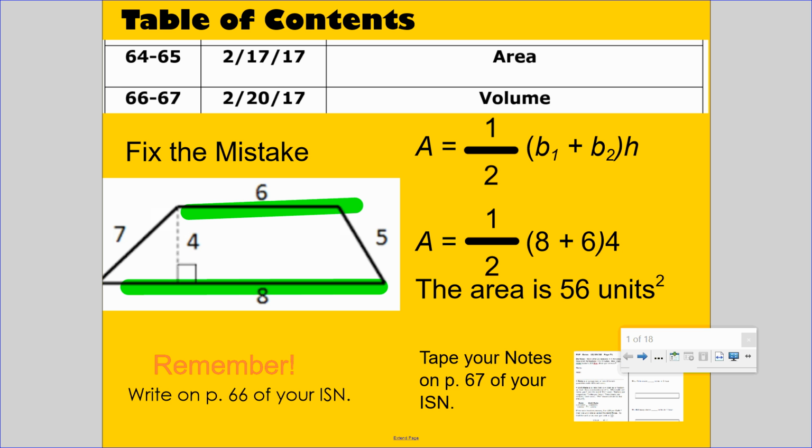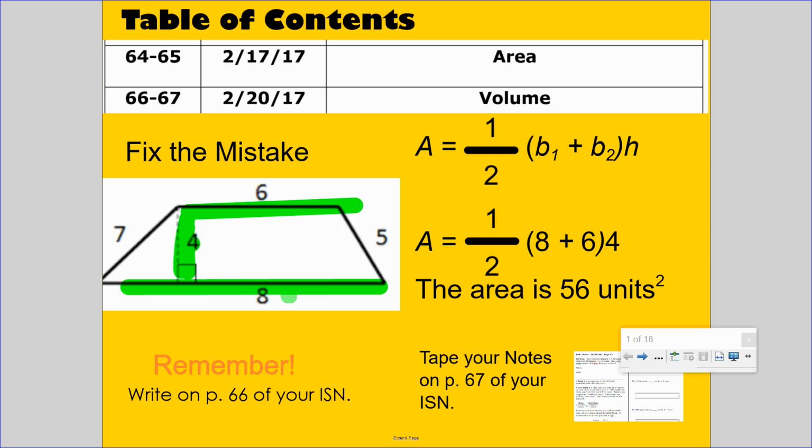So let's see. The formula to find the area of a trapezoid is half of the sum of b1 plus b2, which is base 1 plus base 2, times the height. So if you add the two bases, 8 and 6 together, you get 14. And then the height is 4. I see the height right there is 4. So far it looks good.